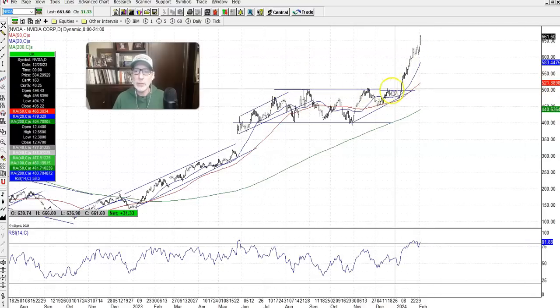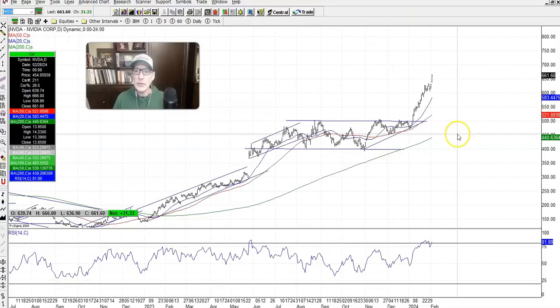$500 was that resistance here. If you were waiting for the breakout, you could have gotten long for this $150 move in about one month's time. That's just massive. You can make so much money off of that. And here, all-time new highs for Nvidia. It just keeps going up.